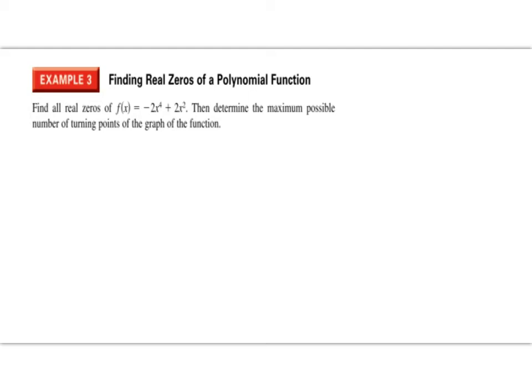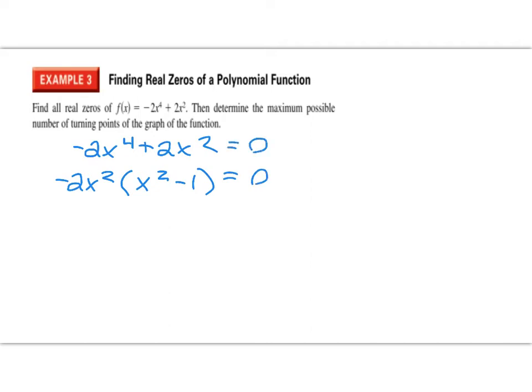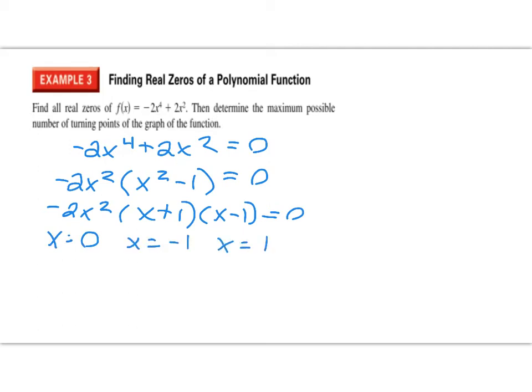And so what we should do is factor this. So I'm going to go back to blue real quick. I've got negative 2x to the 4th plus 2x squared. So what I can do is pull out a negative 2x squared, and I'm left with x squared minus 1 inside. This is equal to 0, because remember I want to factor this. So if I factor it, I now have negative 2x squared times (x plus 1)(x minus 1) equals 0. So I know that my real zeros are at x equals 0, x equals negative 1, and x equals 1.